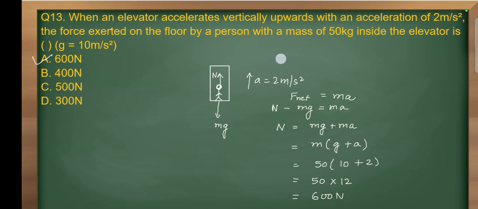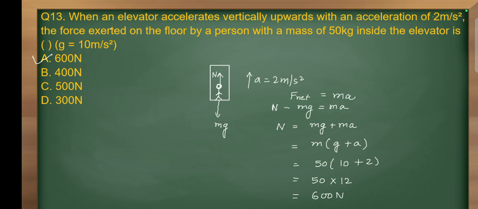Question number 13. When an elevator accelerates vertically upward with the acceleration of 2 meter per second square, the force exerted on a floor by a person with a mass of 50 kg inside the elevator is, here g is given as 10 meter per second square. We know that here N is normal reaction and mg is gravitational force, and the elevator is moving upward with the acceleration of 2 meter per second square.